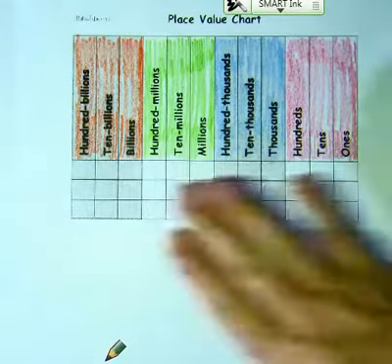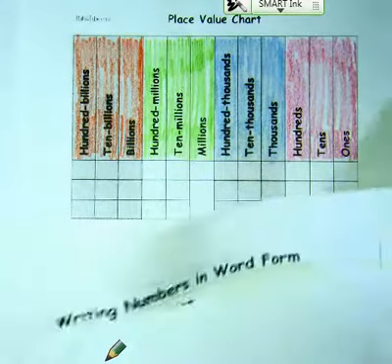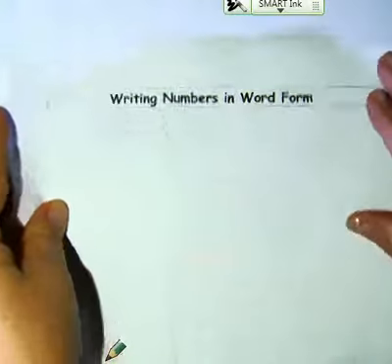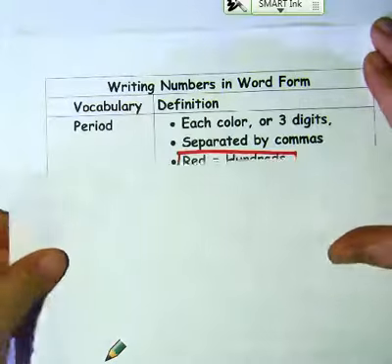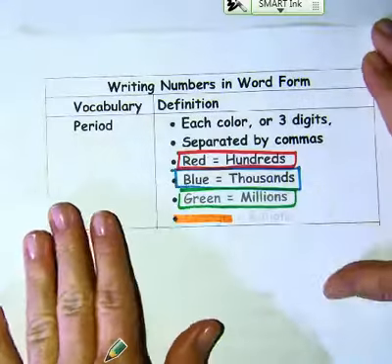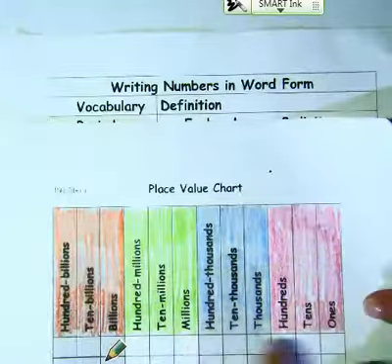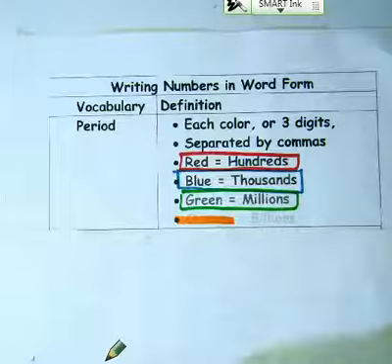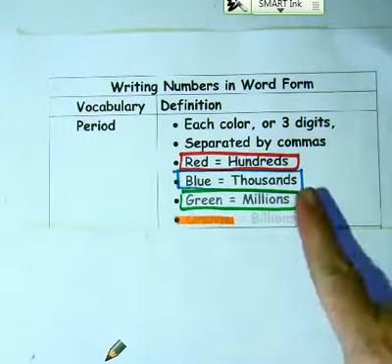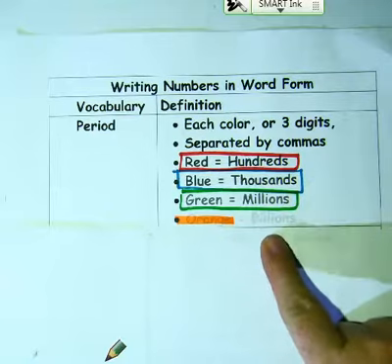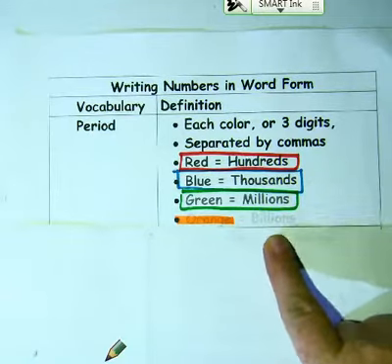Okay, so you should have this colored by now. So in your Cornell notes, I want you to go ahead and write "writing numbers in word form." And the first thing we're going to talk about is a period. A period in math is talking about each colored section in your place value chart. So each one of these colors represents a mathematical period. They are separated by commas. Red is hundreds, blue are the thousands, green are the millions, and orange is the billions. I know that one's hard to read, but it's billions.